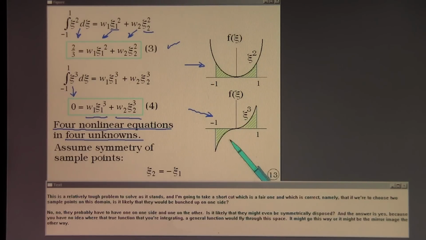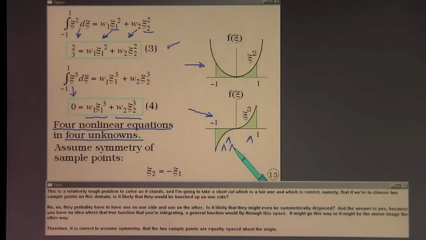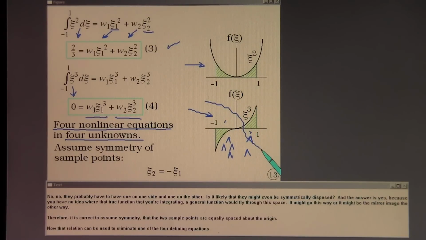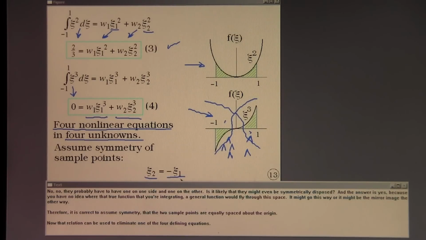Namely, if we're to choose two sample points on this domain, is it likely that they would be bunched up on one side? No, they'd probably have one on one side and one on the other. Is it likely that they might even be symmetrically disposed? The answer is yes, because you have no idea where a true function that you're integrating, a general function, would fly through this space. It might go this way, or it might be the mirror image the other way. Therefore, it is correct to assume symmetry, that the two sample points are equally spaced about the origin.